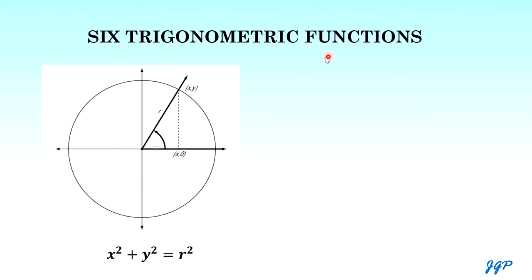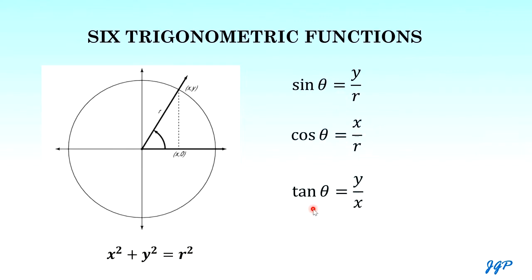So let's have now the 6 trigonometric functions. Let's start with sine theta, that is equal to y over r. Cosine theta equals x over r. Tangent theta equals y over x. And the 3 remaining trigonometric functions are the reciprocals of sine theta, cosine theta, and tangent theta.